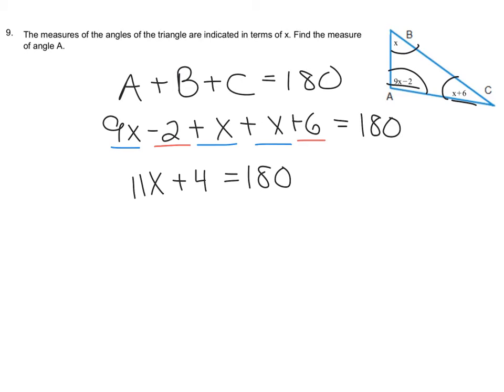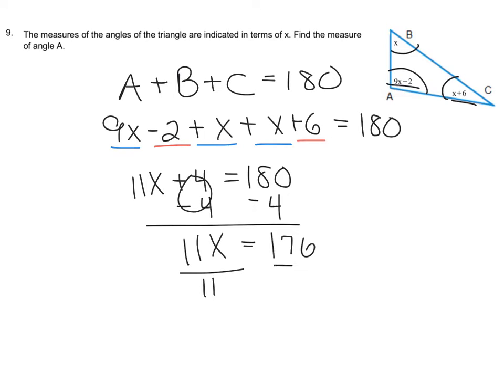We'll solve for x by first subtracting 4 from both sides. Now we're left with 11x equals 180 minus 4, which is 176. Lastly, we'll divide both sides by 11. And we're left with x equals 176 divided by 11. 176 divided by 11 is 16. So, x is 16 degrees.